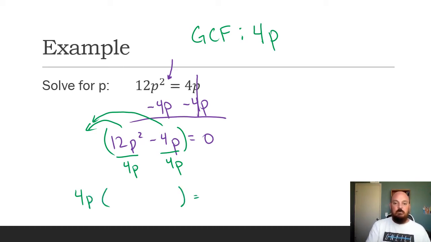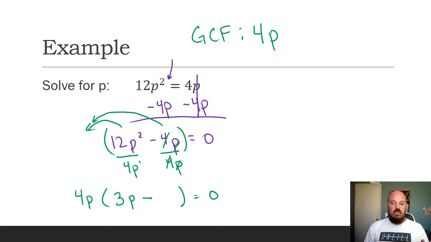In fact, I'll set it up again. Leave the equal 0. So for my first term, 12 divided by 4 is 3. P squared divided by p to the first leaves just one p to the first, or just p. Then we'll put our minus in. And on the last one, the 4 cancels with the 4, and the p cancels with the p.